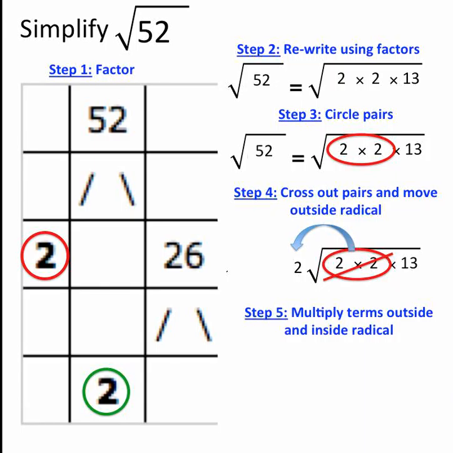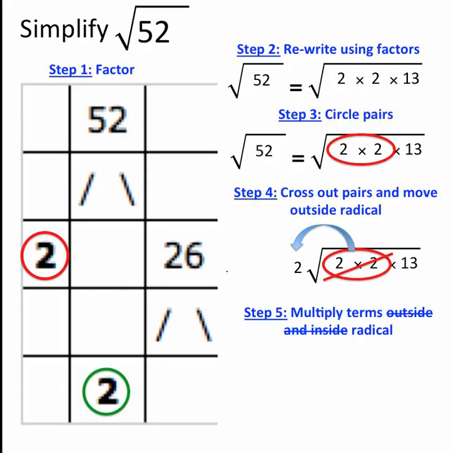My final step is to multiply the terms outside and inside the radical. But in this particular case, I don't have to do that, because outside, I just have a 2. There's nothing for it to multiply. Inside, I just have a 13. Again, nothing to multiply since that pair of 2's has been crossed out.